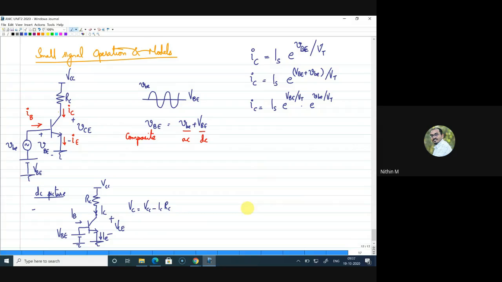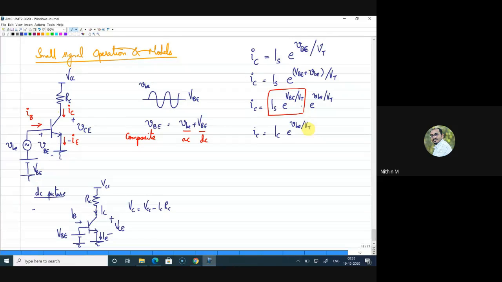So can you tell me what is this component here? IS into e to the power of VBE by VT. What is that? Any response? Can I get some response in the chat box? Yes, it is IC. Yes, very good. So it is IC. There is a DC current IC. So I can write IC equal to capital IC into e to the power of small vbe divided by VT.